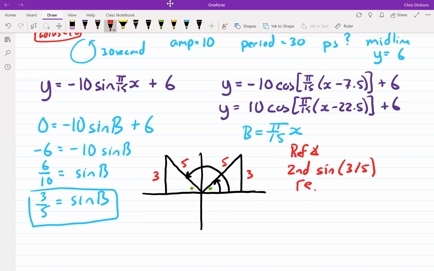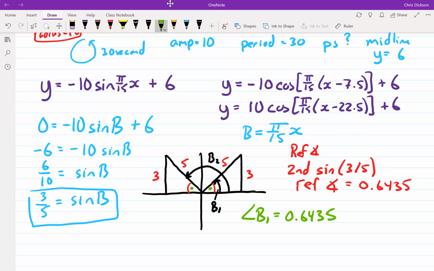0.6435 radians. So where is that? That's this angle here and that angle there. So let's get these names here. Let's call this angle B1, and this is going to be angle B2. So angle B1 would be equal to 0.6435, because that's in the first quadrant, so that wouldn't change.